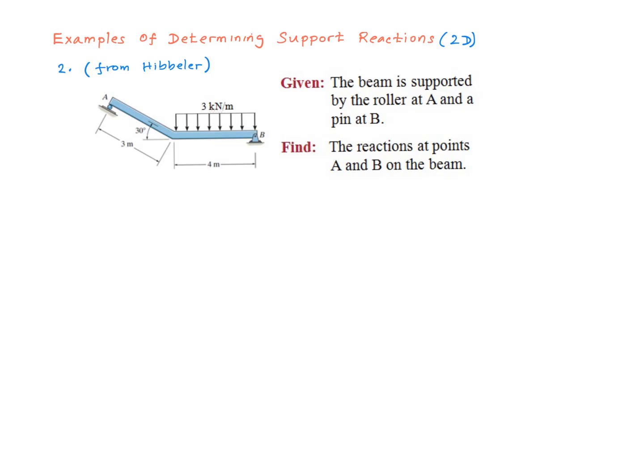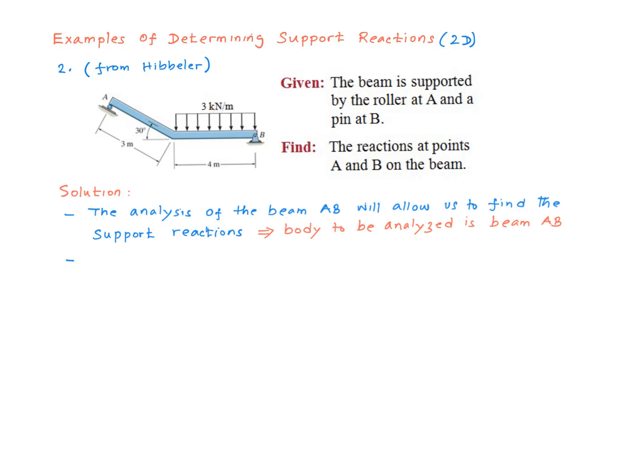This is my second example. We have a beam AB which has two portions, a horizontal portion and an inclined portion. The beam is supported by two supports, a roller support at point A and a pin support at point B. The beam is subjected to a uniformly distributed load of 3 kN/m from this point to this point. We need to find the reactions at the supports.